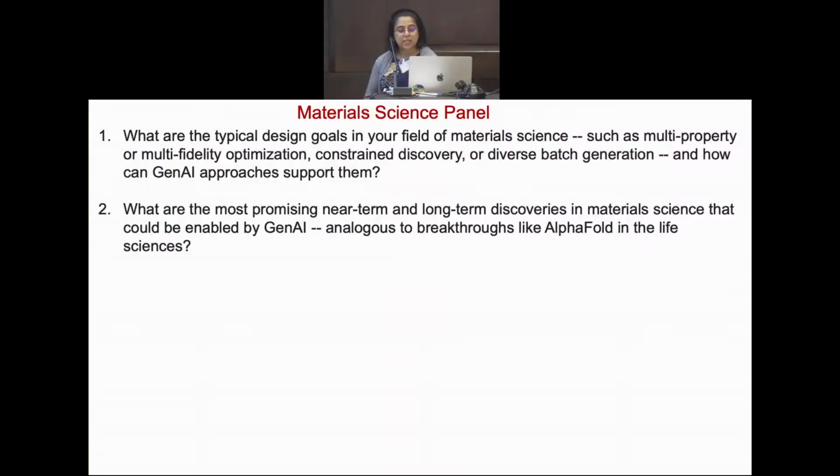The second question that we had was, what are the most promising near-term and long-term discoveries in material science that could be enabled by Gen AI, analogous to breakthroughs like AlphaFold and RosettaFold in the life sciences? As the lead of the panel discussion, I'll jump in, because I've been very close to this discussion about AlphaFold, RosettaFold, and their limitations and benefits. I think they put us into a momentum of really using AI to solve a lot of protein-related, biology-related problems.